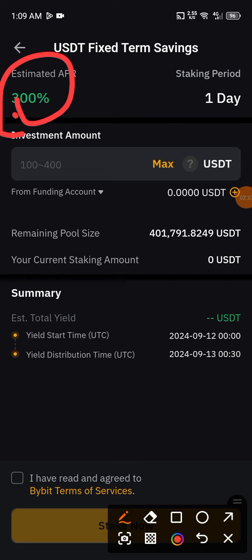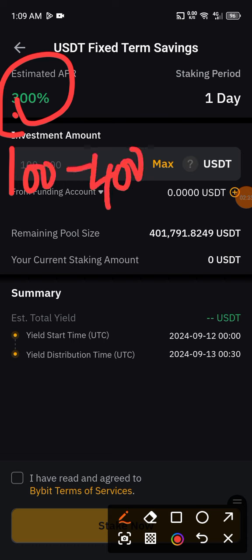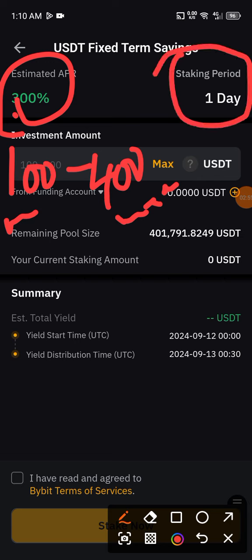But the problem with this one is that you need not less than 100 USDT to continue. What is required here is 100 to 400 maximum. The maximum is 400 and the minimum is 100. So you must need 100 USDT to continue this fixed term savings. And one of the most fascinating things about this one is that it's just one day.